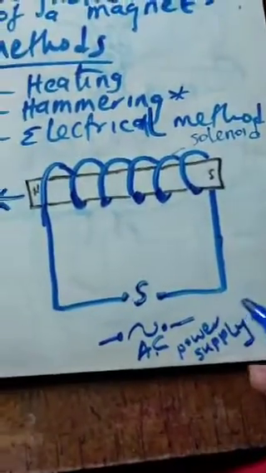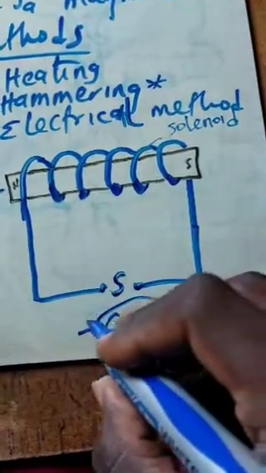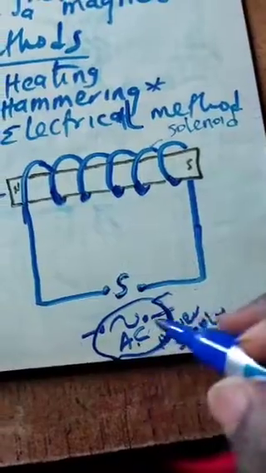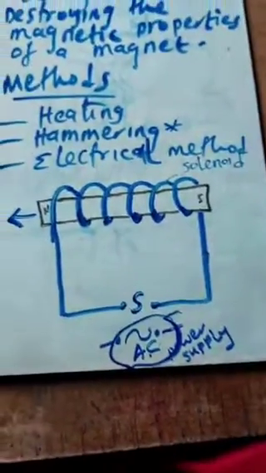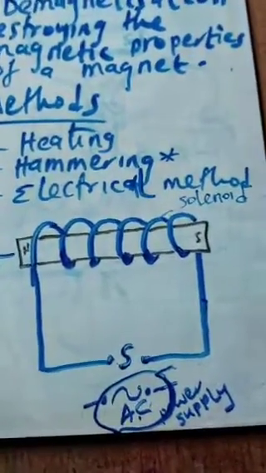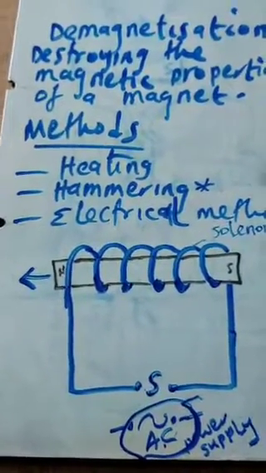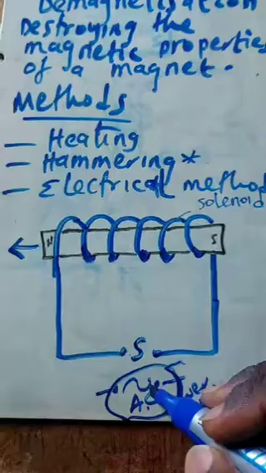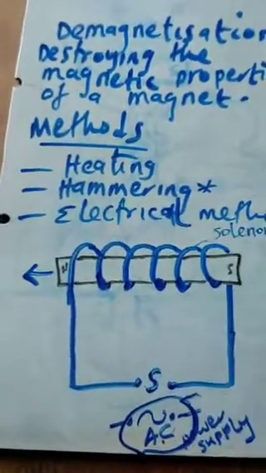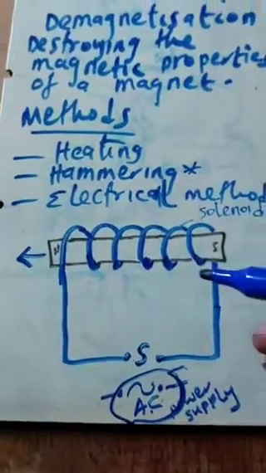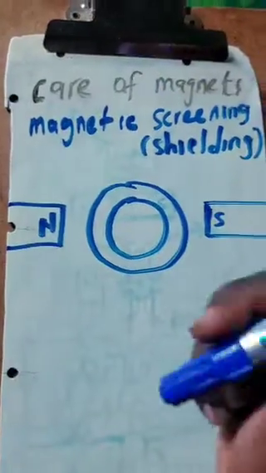The only issue to remember here is connect it to an AC supply when you are destroying a magnet. When you are making a magnet, it's DC. Destroying, AC. Sometimes in multiple choice, they do bring diagrams like this, and then they ask you what happens to the magnet, and you see that there's AC. It will become demagnetized. It will lose its magnetism. Okay, done with demagnetization.